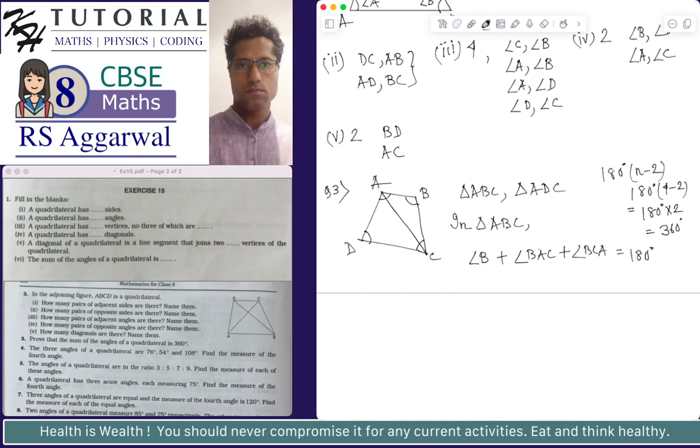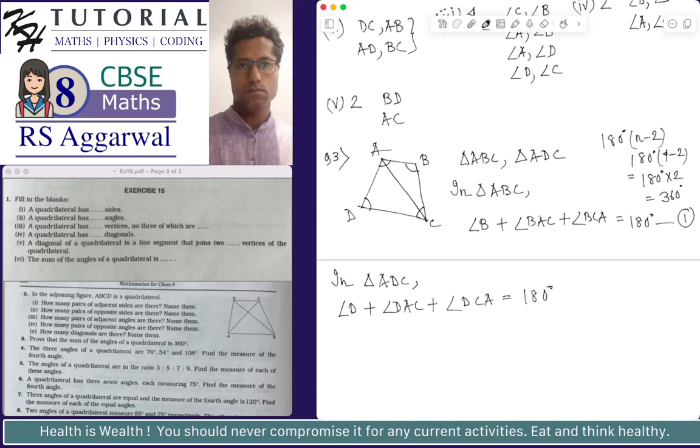Let this result be equation 1. Now in the other triangle, triangle ADC, applying the angle sum property, we have angle D plus angle DAC plus angle DCA is equal to 180 degrees. Let this equation be equation 2.